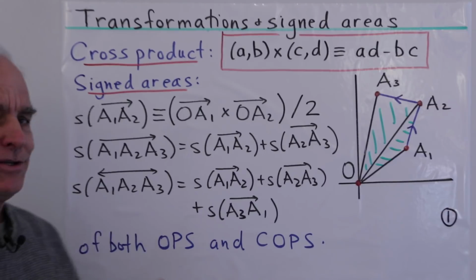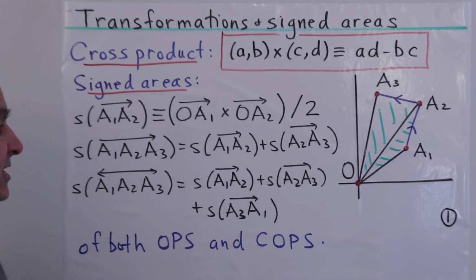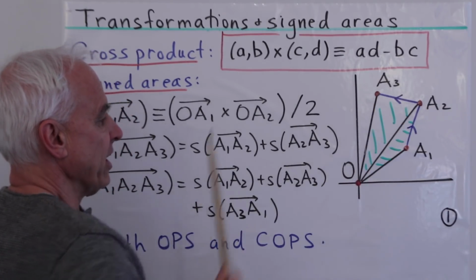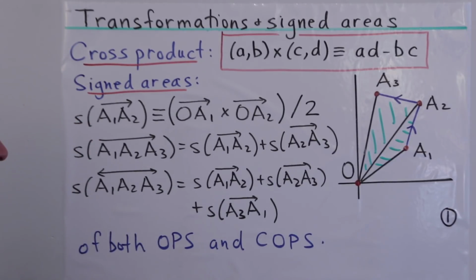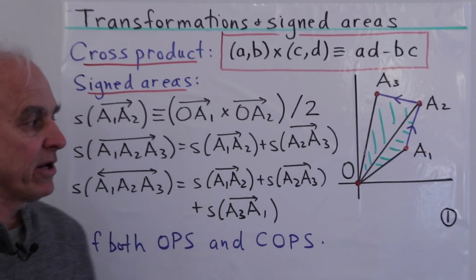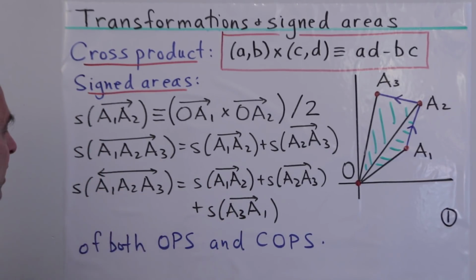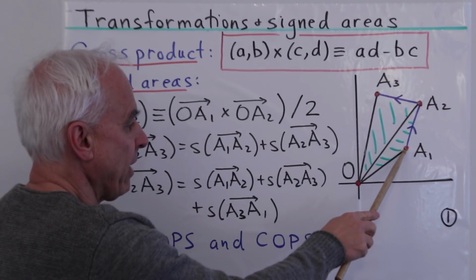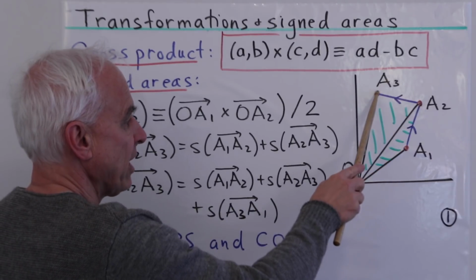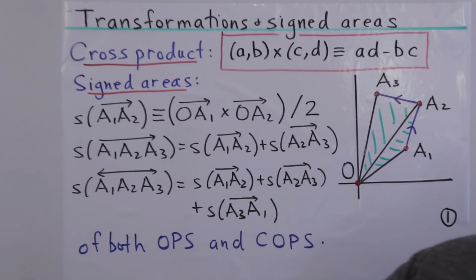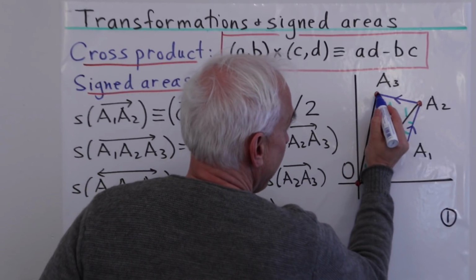And then we extend that to signed areas of oriented splines. The signed area of the oriented spline A1, A2, A3 is the sum of the signed area of A1, A2 and the signed area of A2, A3. And we can also talk about the signed area of a cyclic oriented polygonal spline, A1, A2, A3 with a double arrow over it. What that means is that we're starting at A1, going to A2, then to A3, and then coming back to A1. So we could represent that with another line, this one here.